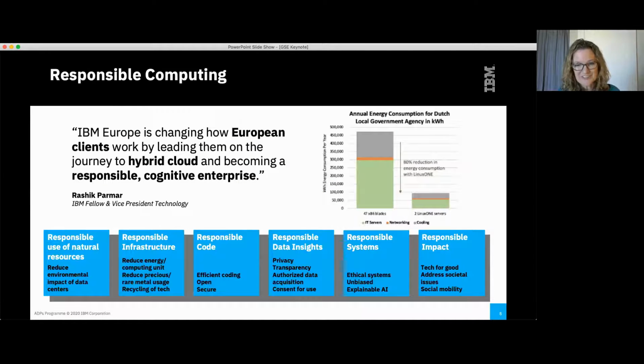And I mentioned earlier, responsible computing, that this is becoming more and more a priority. And it's truly becoming what not only are governments looking for, but consumers, our clients are truly looking for: responsible computing. And it's something that is really driving from a demand perspective. That doesn't mean just reducing environmental impact, but also responsible infrastructure, responsible code, responsible impact through tech for good initiatives.